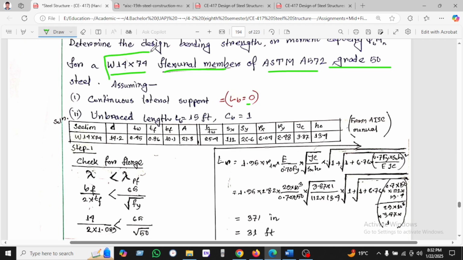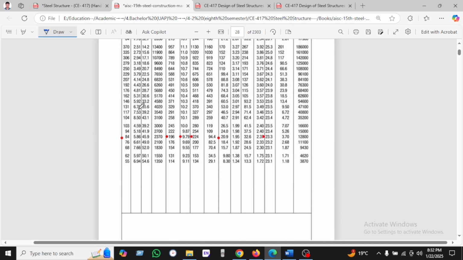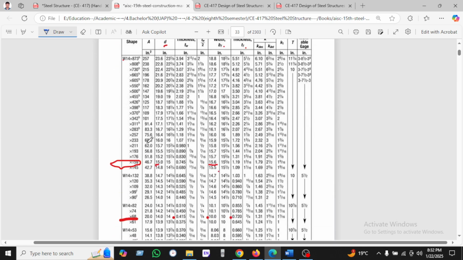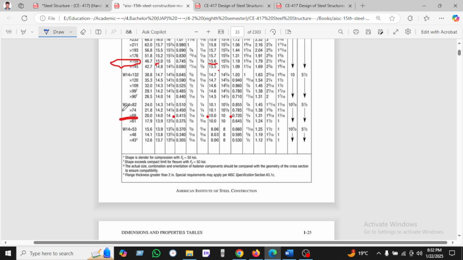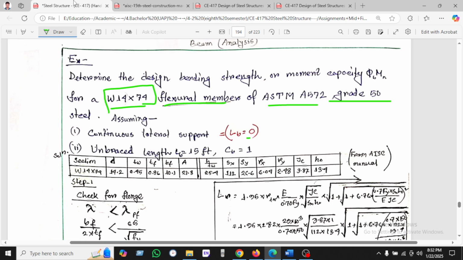So as per this data, W14 by 74, we will go to the W14 by 74, and then we have found all the values. As per this data, we will find the area, which is 21.8. So all this data we have taken from this AISC manual as per our requirement.